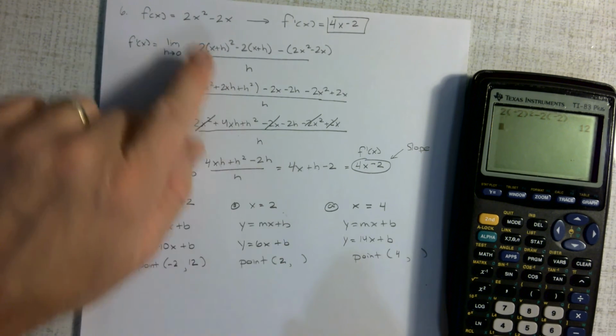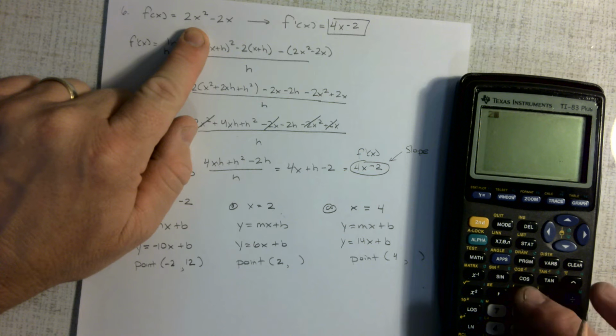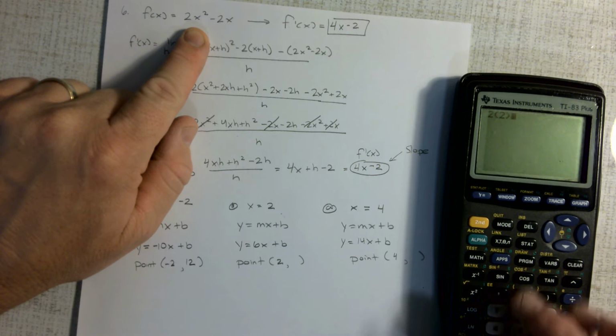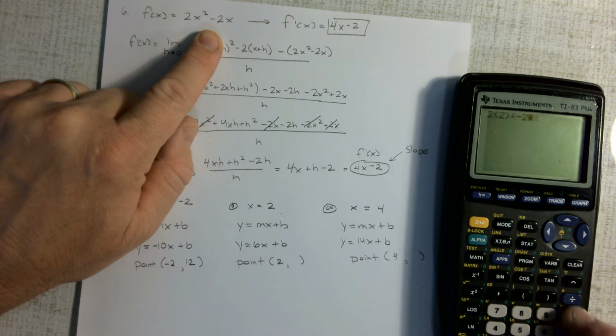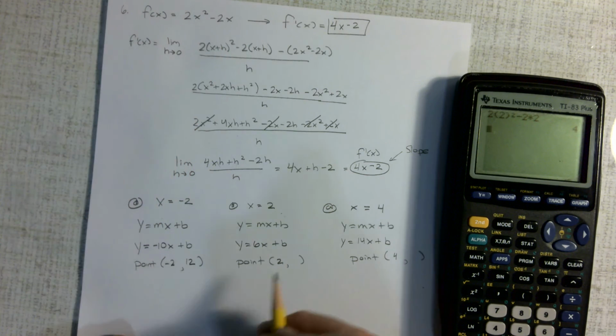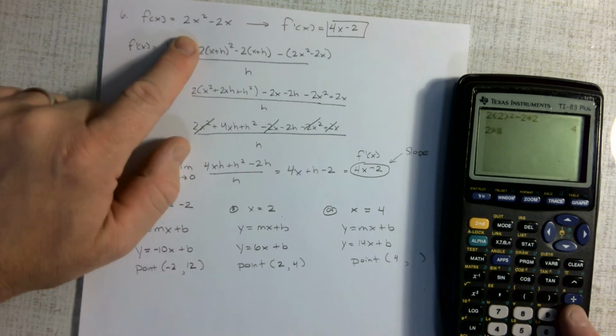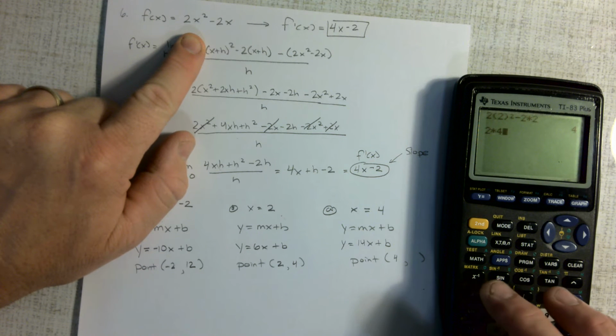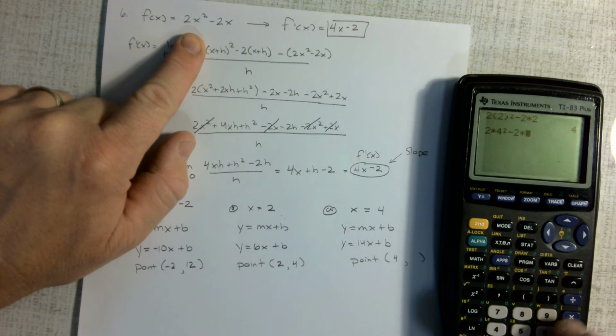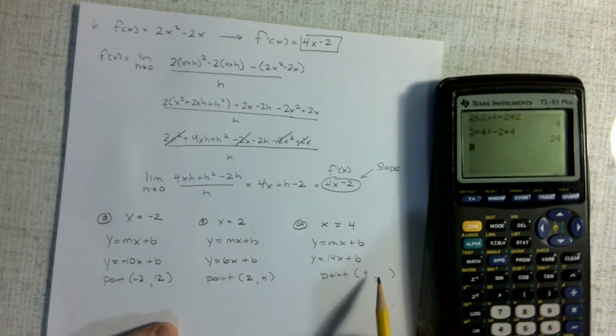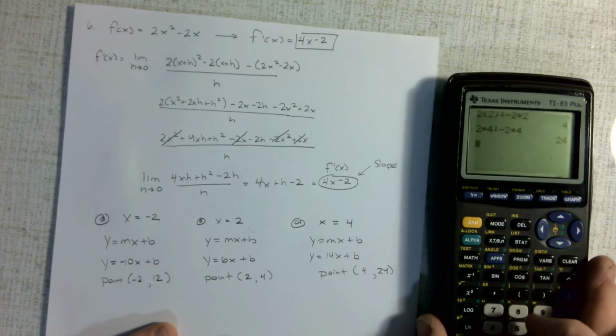And now let's take 2 and plug it into the equation. 2 times 2 squared minus 2 times 2. That's 4. And now let's check this 4. 2 times 4 squared minus 2 times 4. I'm not sure if I did those points right, so I'm going to show you a neat way to check them.